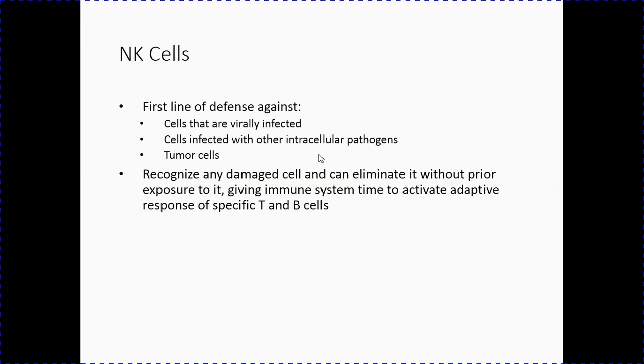And our last step of the innate immune system, the natural killer cells. Natural killer cells are the first line of defense we have against cells that are virally infected, cells that are infected with intracellular pathogens like malaria, for example, and even tumor cells. Natural killer cells can recognize any damaged cell and eliminate it without prior exposure to it, giving the immune system time to then activate the adaptive immune response to specific T and B cells.